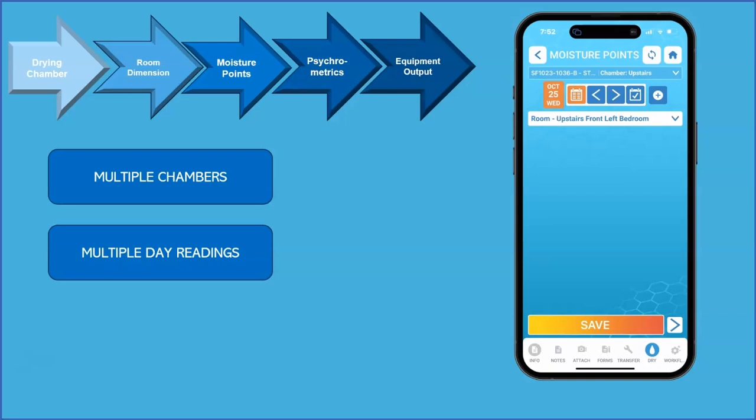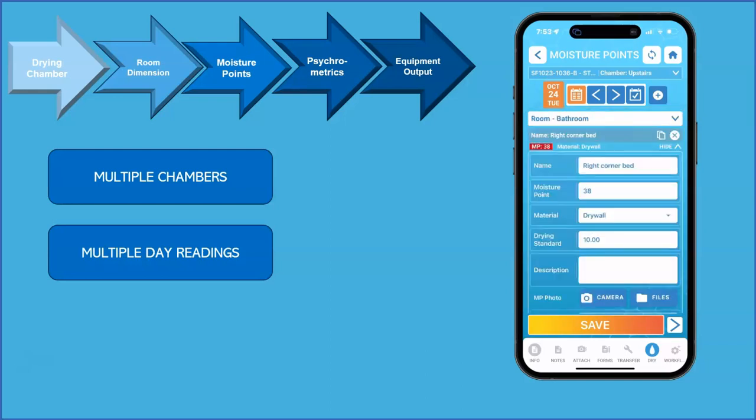Now you will notice within this moisture points section, if I select the back arrow to a previous date, and I select the associated room that contains a moisture point for that previous date, it will display within my screen. This allows me to see previous moisture points that are residing on the job file. I can also take that moisture point and copy it if needed.